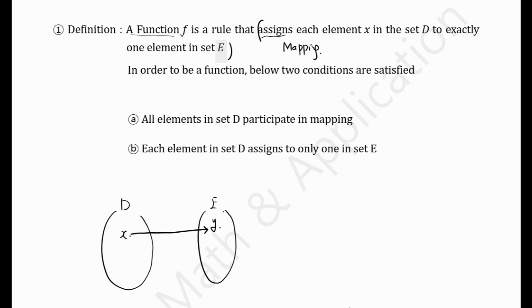In order for mapping to become a function f, the mapping must satisfy a rule. A rule means two conditions. Two conditions are: all elements in set D participate in mapping, and second, each element in set D is assigned to only one element in set E. I will take an example.